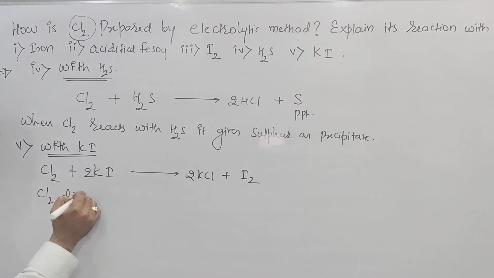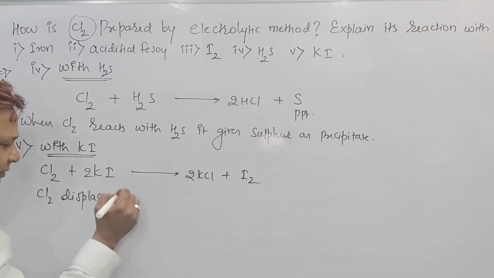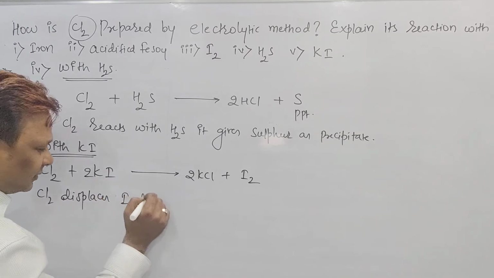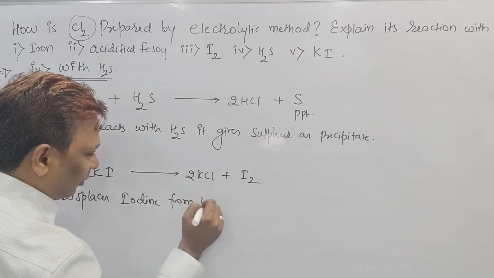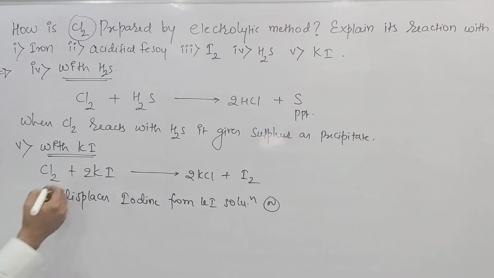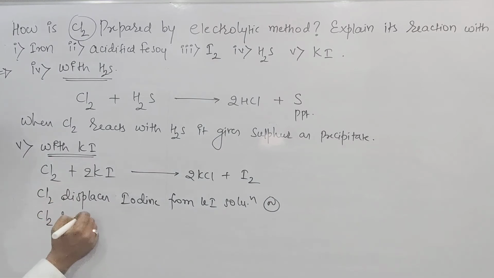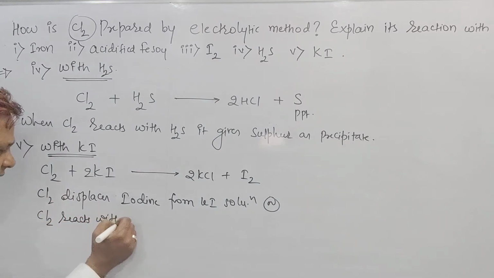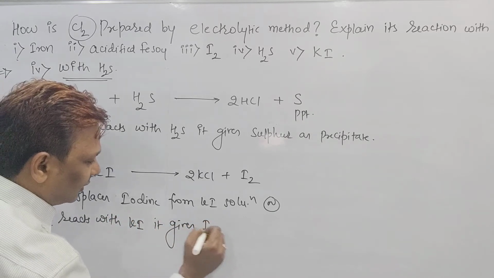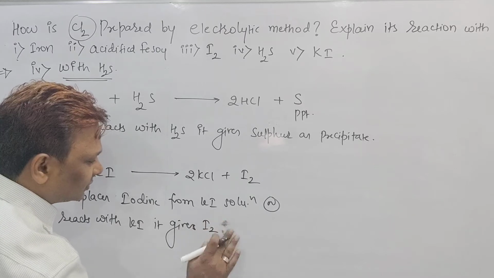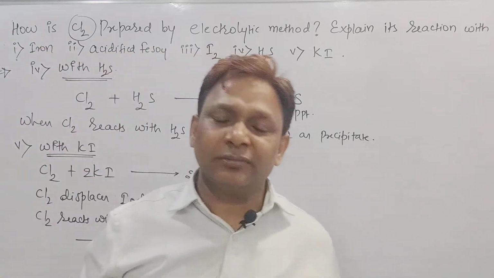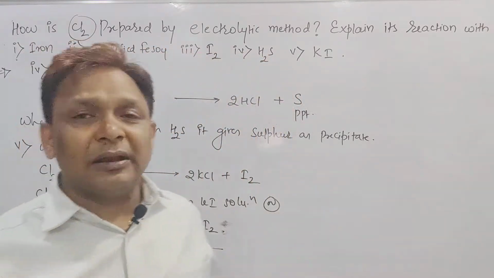Chlorine Cl2 displaces iodine. Beta, it displaces iodine from KI solution. Or instead of that, write a simple statement, beta: chlorine reacts with KI, it gives iodine. So beta, these are the 5 chemical properties of chlorine we have seen. How does chlorine react with all?